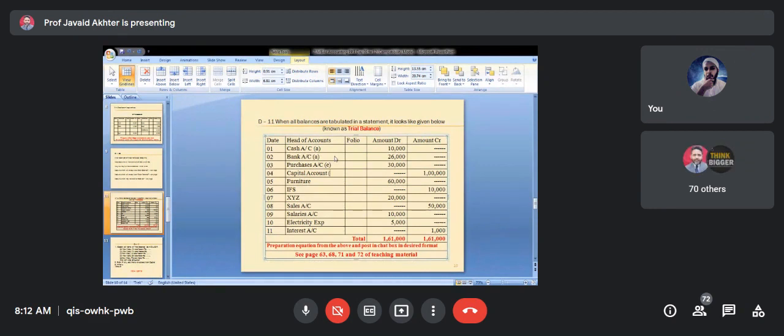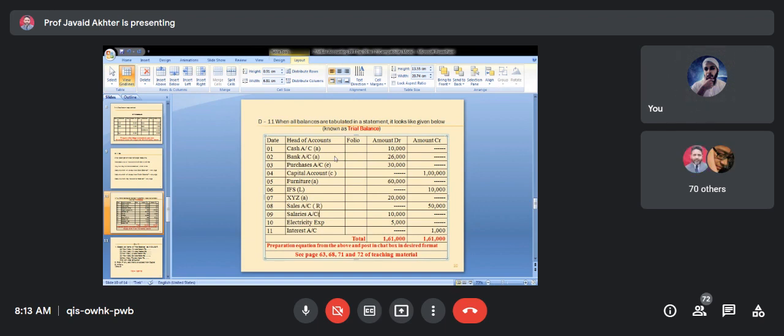Now, purchase account, what is this? Expenses. Capital account, it is clear, it is capital. How about furniture, what is it? Asset. How about IFS? Liability, because it is appearing on the credit side. How about XYZ? Assets. These were our debtors, because they are appearing on the debit side. Sales account? Revenue. Salaries account? Expenses.